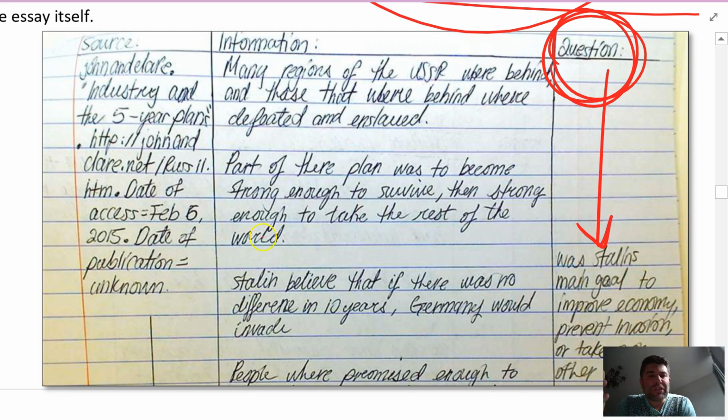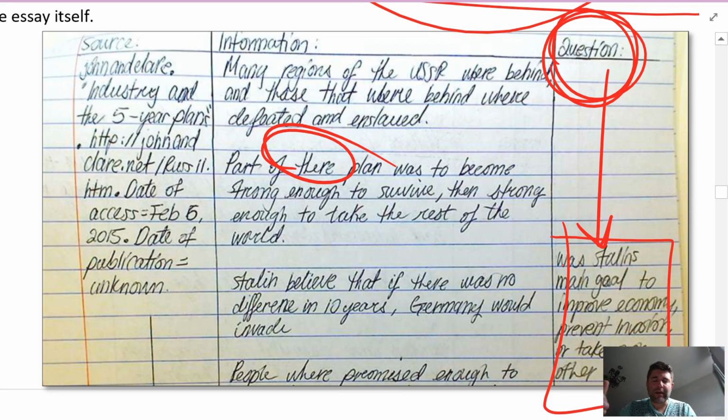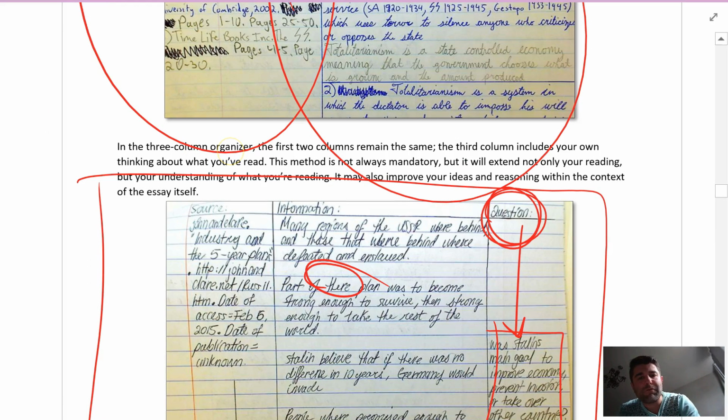So she's got here, when she was researching the Russian Revolution, part of their plan was to become, it doesn't matter about spelling, by the way, in your notes, because you'll change that later, to become strong enough to survive, then strong enough to take the rest of the world. Stalin believed that if there was no difference in 10 years, Germany would invade. And at the close of that piece, she writes, was Stalin's main goal to improve economy, prevent invasion, or take over another country? So now she's going to go and research that. So that's interesting.